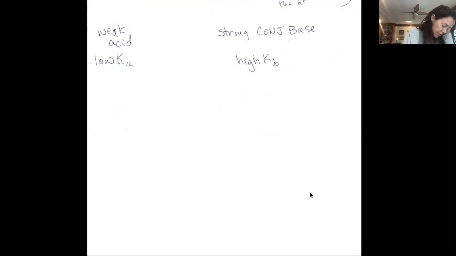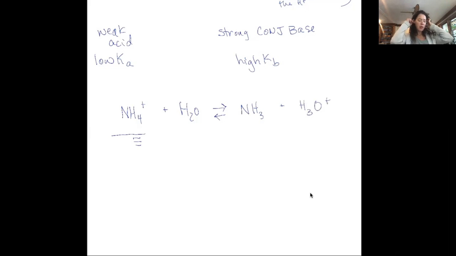So let's put a weak acid down here, like NH4, the ammonium ion, in water. I'm going to make that H2O. H2O is going to accept a hydrogen, and this is going to go both ways. So some of the ammonium will dissociate and will donate their hydrogen ions to the water, but not all of them. Because this is a weak acid, hydrogen ions are not readily donated.